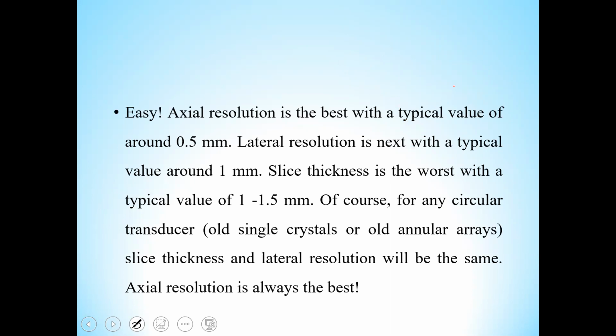So axial resolution is the best with a typical value of around 0.5 mm. Axial resolution سب سے بہتر ہے. Lateral resolution is next to the axial resolution and its typical value is 1 mm, and slice thickness resolution is the worst one, the last one, which has a value of 1 to 1.5 mm.